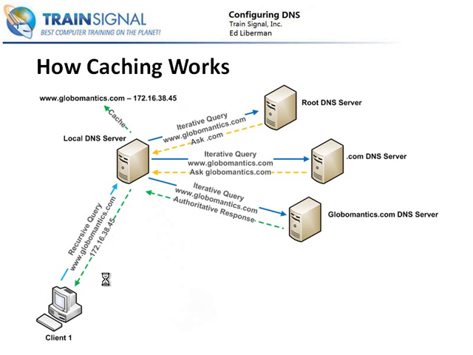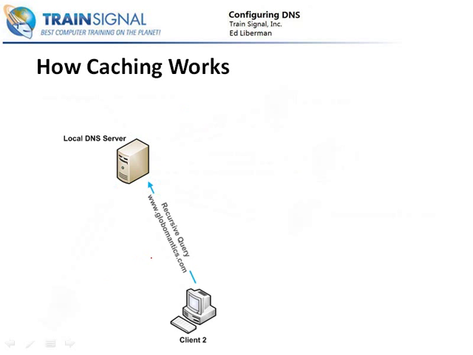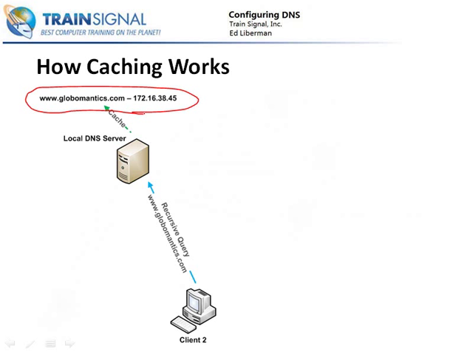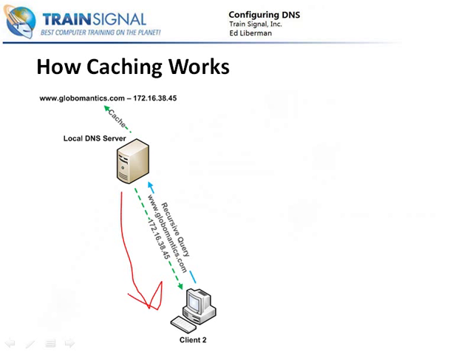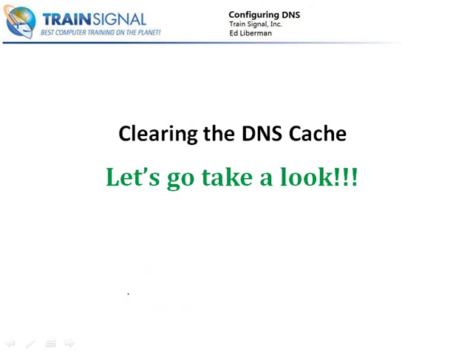Now the reason it did this is because now we have client 2 making another recursive query for www.globalmantics.com, the same name. This time, instead of the local DNS server going out to the internet, it can just go into its cache and say, oh, hey, wait a minute, I know that name is this IP address, so I do not have to go out to the internet. I can simply reply right back to the client with this IP address, and boom, you're done. That saves a lot of time and a lot of network bandwidth. Let me show you how this cache looks in Server 2008.